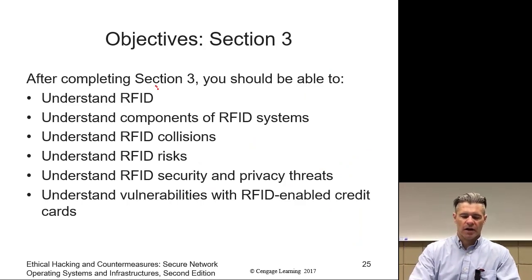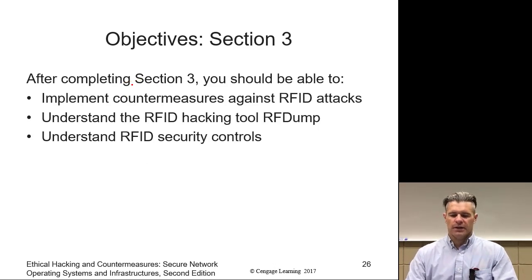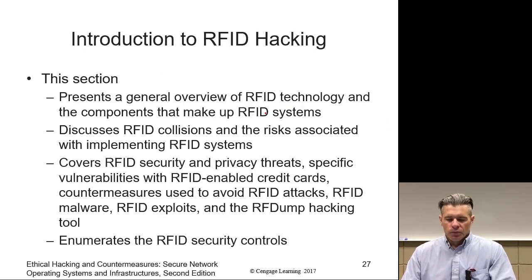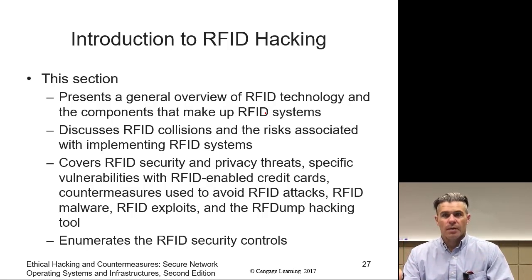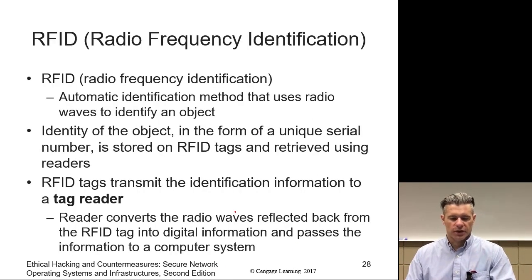Next, we want to talk about RFID, or the radio frequency ID, and the countermeasures and the types of hacking that can happen. Take a look at this tool called RF dump. So to give you an idea of those technologies, talk about what happens when things collide, the security and privacy threats, and then what you can do when you enumerate all of the things in there.